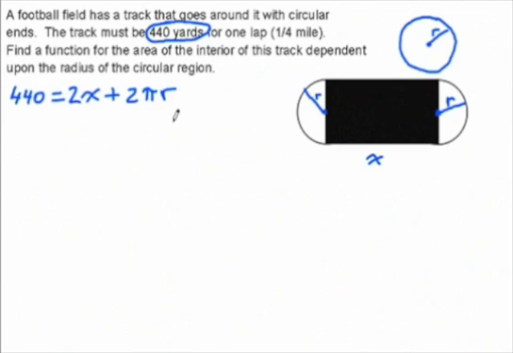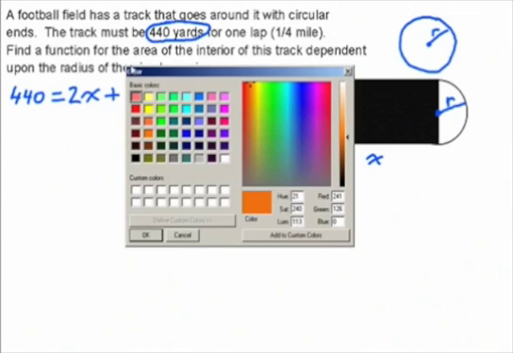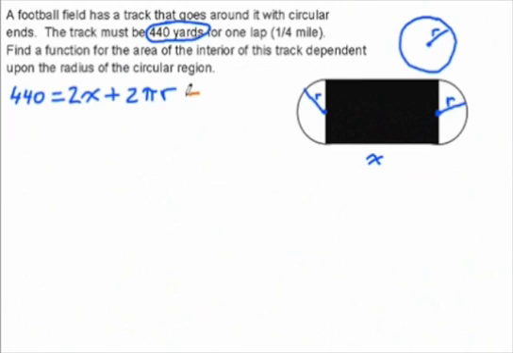Alright, so this becomes our constraint problem. Constraint part of the problem, so we'll call this constraint. It's the one piece that we have a solid measurement on, that 440 yards.